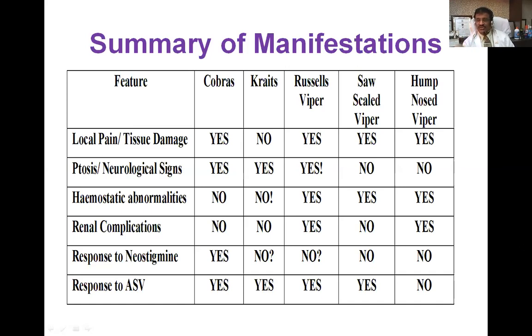Accordingly, we can choose anti-snake venom. Anti-snake venom you can get for one species type of snake, or you can get a combination also. But hump-nosed viper will not respond to any type of anti-snake venom. So it is most dangerous to have a bite of hump-nosed viper. This viper has a hump on its nose, and other snake bites will respond to anti-snake venom.